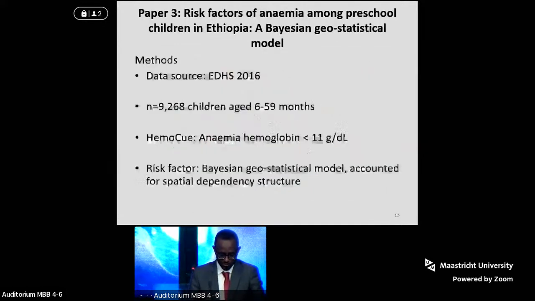Then we move to paper three, which is about the risk factors of anemia among preschool children in Ethiopia, a Bayesian geostatistical model. After we knew that anemia is geographically clustered in paper two, we did further analysis to identify risk factors accounting for this geospatial variation, with the same number of children and using the same methodology as paper two.